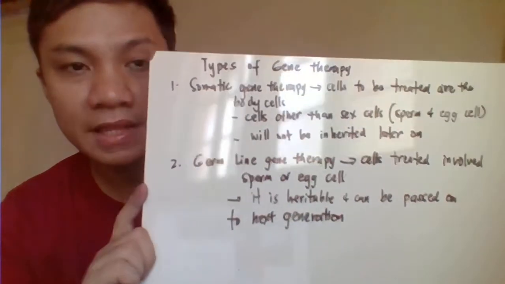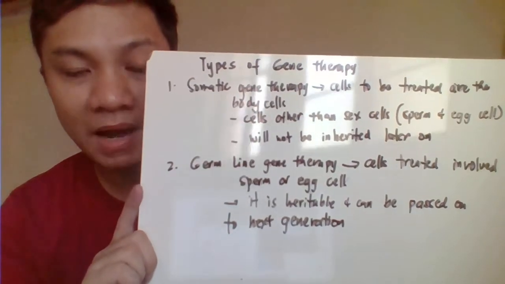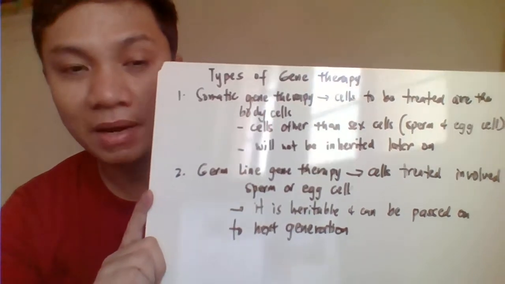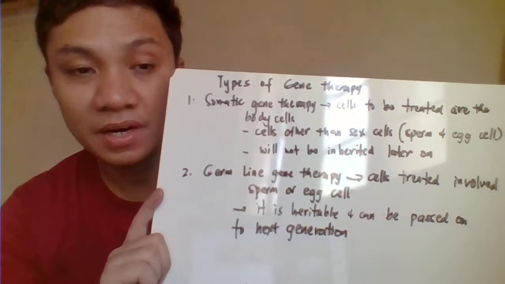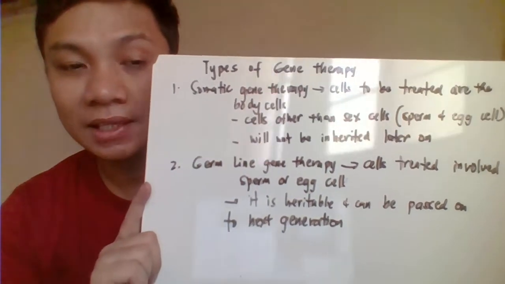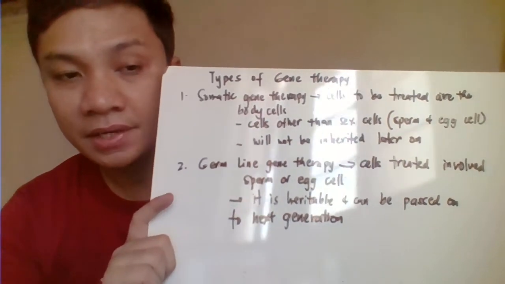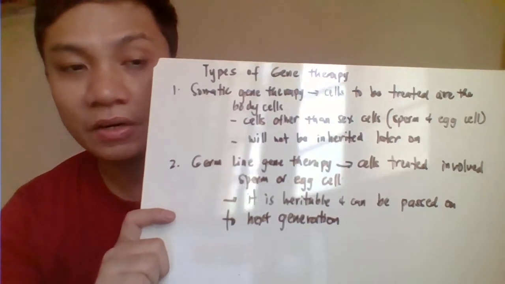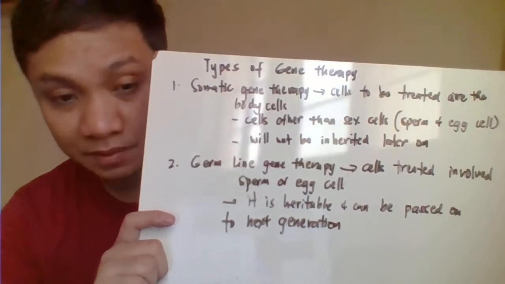Okay, then we have the types of gene therapy. We classify that as either somatic gene therapy or germline. Somatic gene therapy is a type of gene therapy that involves the different cells in your body except your sex cells. It does not involve your egg cells or your sperm cells. Germline gene therapy, on the other hand, involves your sex cells, so it is used for the treatment of your egg cells or your sperm cells.